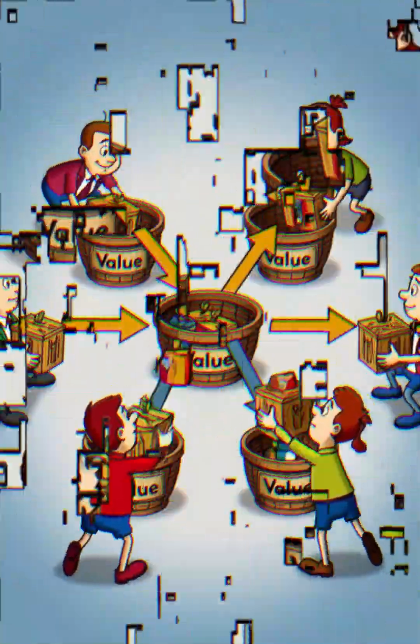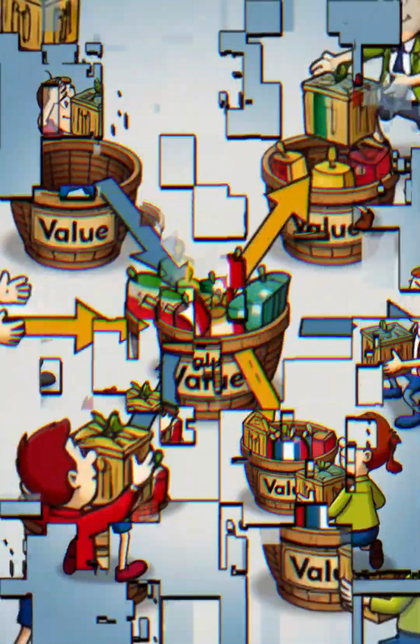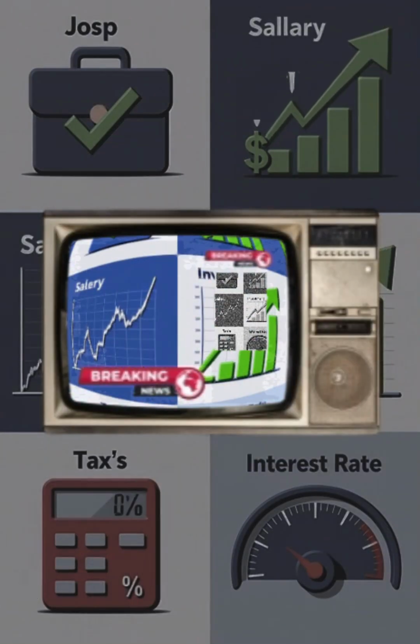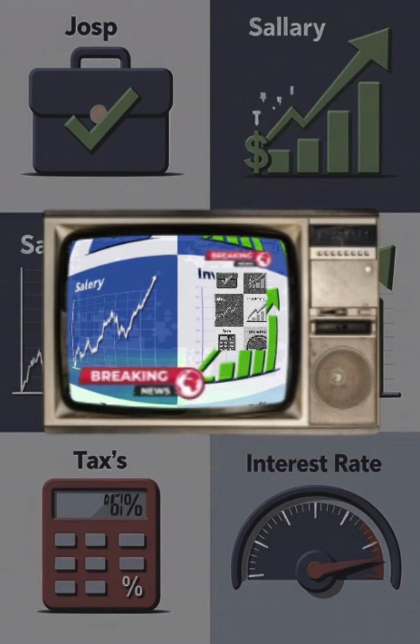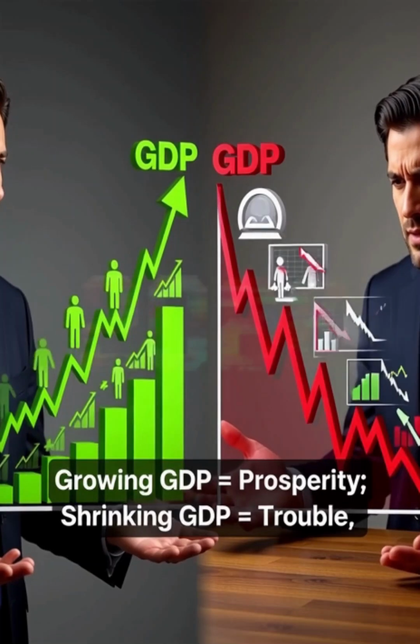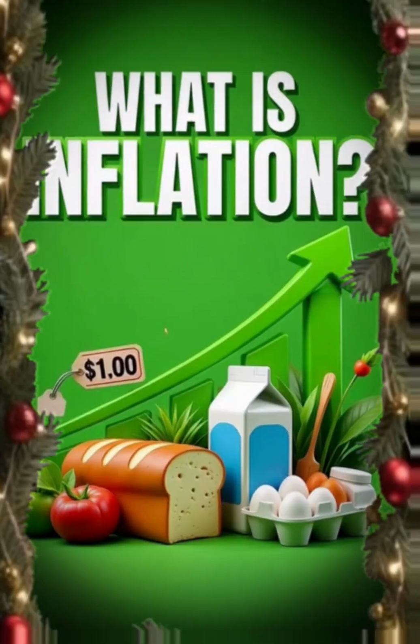Why it matters to you? GDP affects your job opportunities, your salary, the stock market, investment returns, taxes, interest rates. A growing GDP usually means more prosperity. A shrinking GDP often signals trouble.